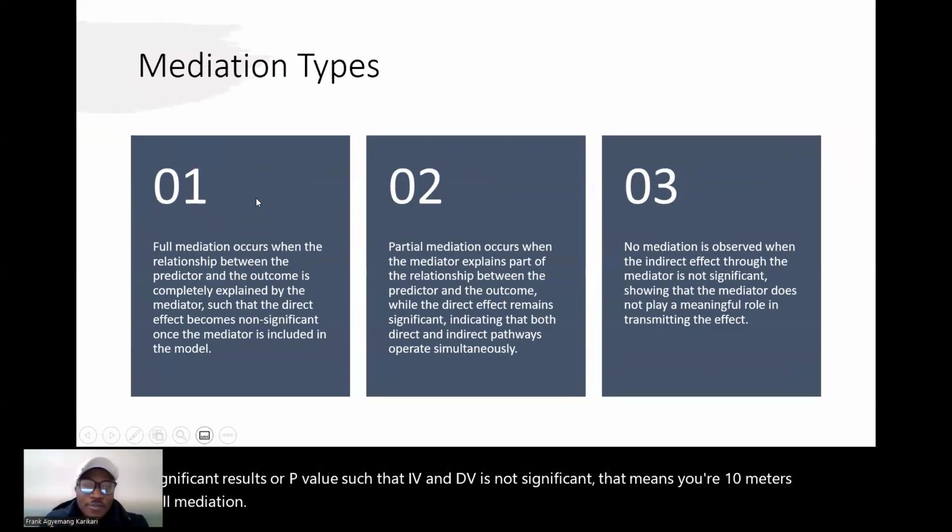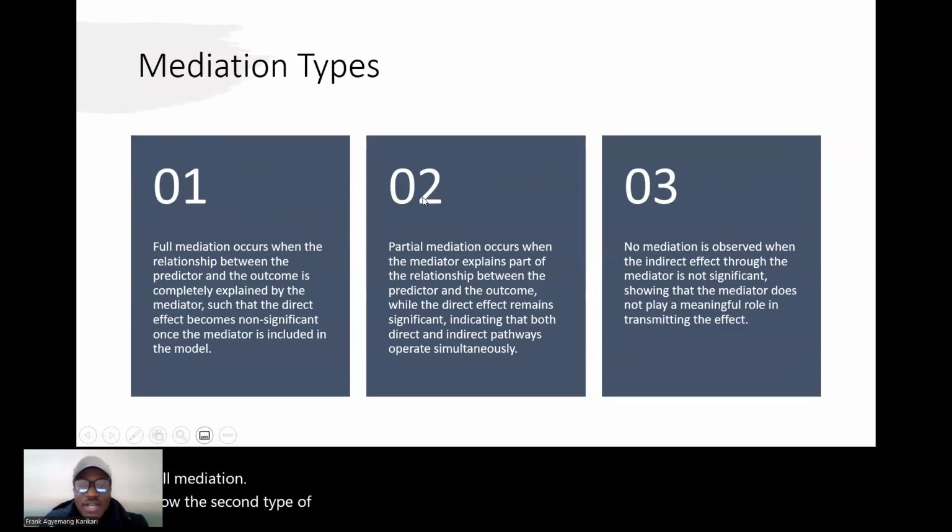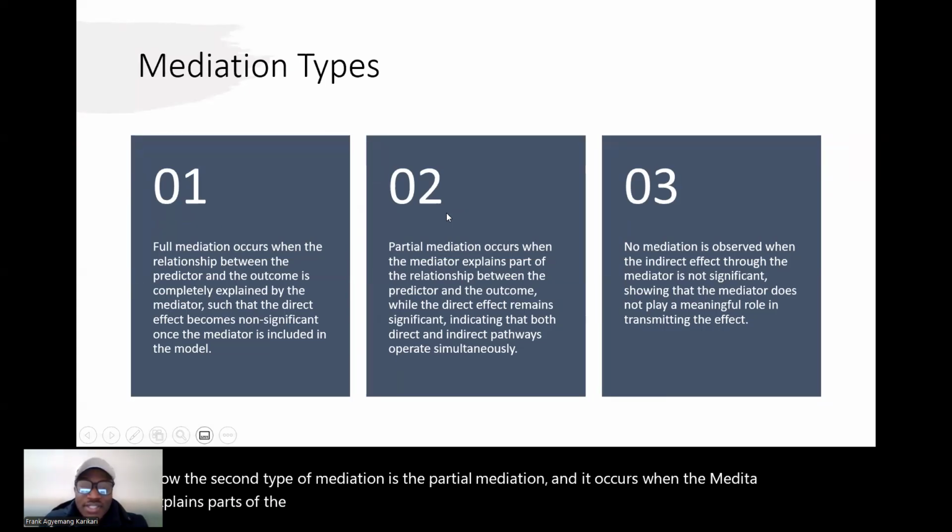Now, the second type of mediation is partial mediation, and it occurs when the mediator explains part of the relationship between the predictor and the outcome while the direct effect remains significant.